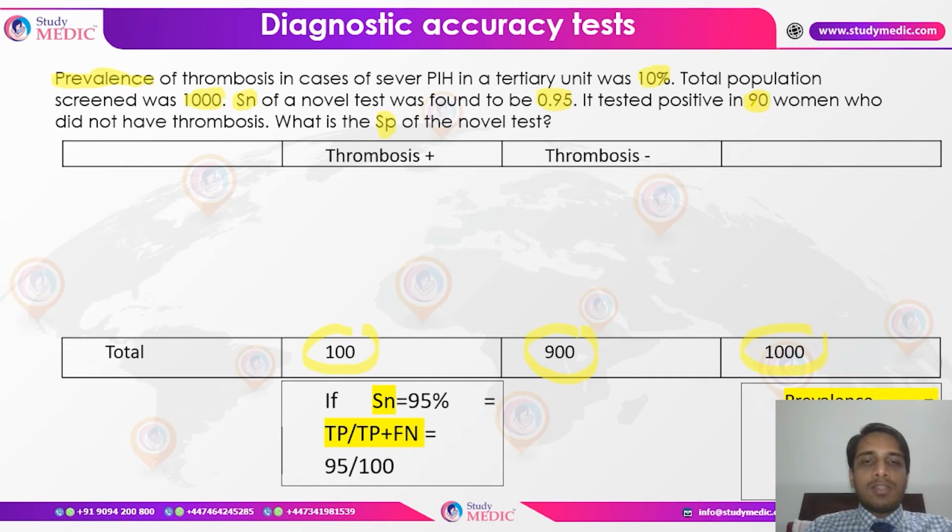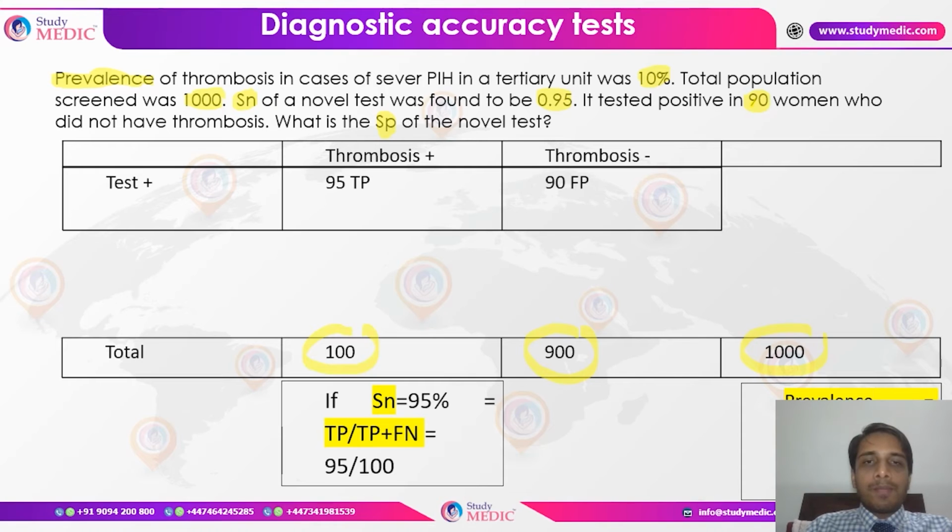What is the sensitivity? Those who are having the disease, how many are tested positive? In those who are having the disease, how many are tested positive? It is 95%, means 95 out of 100 having the disease are tested positive. That means we have to fill the 95 out of 100 tested, those who are having the disease are tested positive.